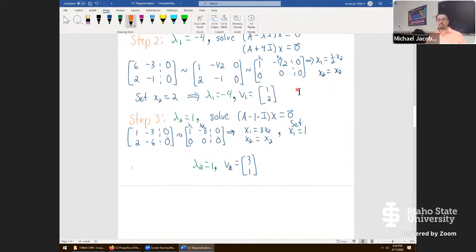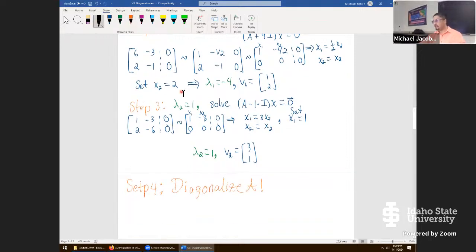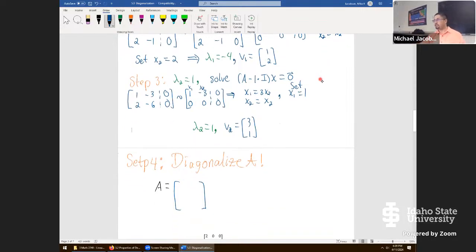So we're just about there, folks. Here's the final step, step 4. Step 4 is just a summary. Let's express that by saying diagonalize A. Here's how it goes. We'll write A is equal to a matrix P. And let's color code this as we go. So here's the P matrix that comes in first.